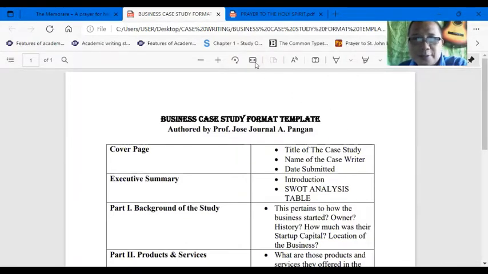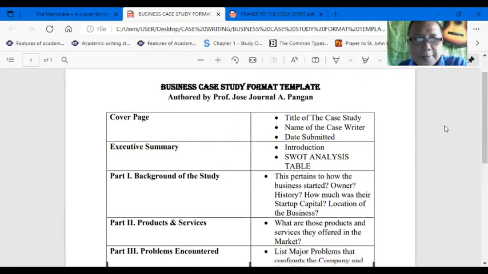We are here to learn how to write a case study. So this is the business case study format template, which was authored by yours truly. I placed my name here because this is what I have drafted, supposedly to be our guide in writing our case study. Of course, number one, we need a cover page.